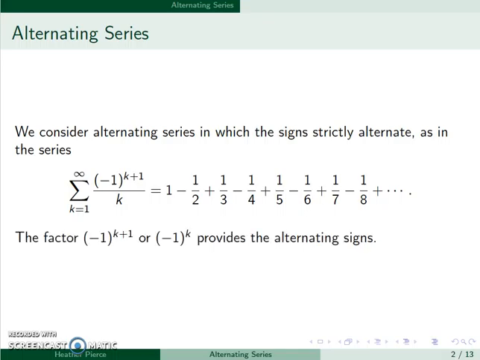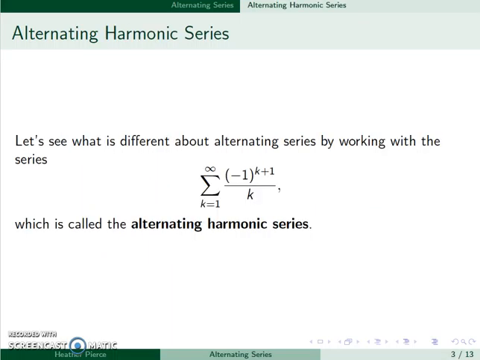And this factor, negative 1 to the k plus 1, or negative 1 to the k, is what's going to provide our alternating signs. The exponent of k plus 1, or k, is just determining whether it's our first term that's negative or the second term. So let's figure out what's different about our alternating series by working with this alternating harmonic series.